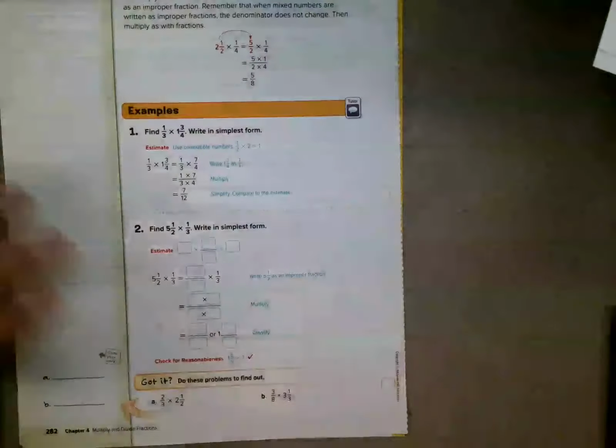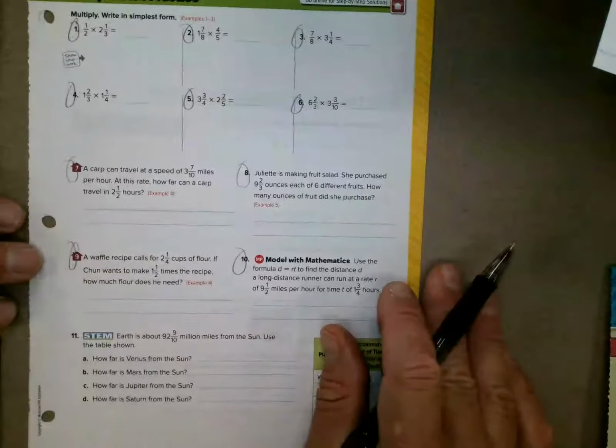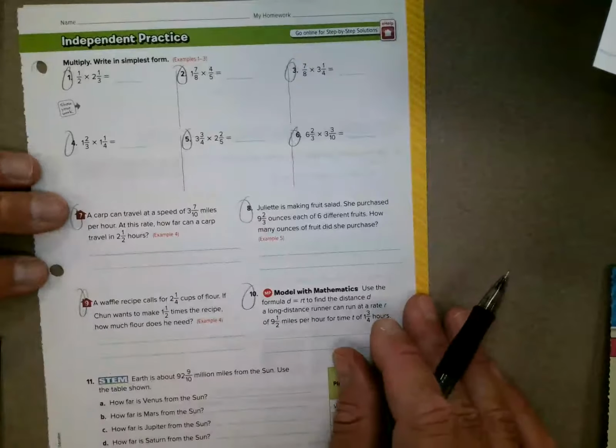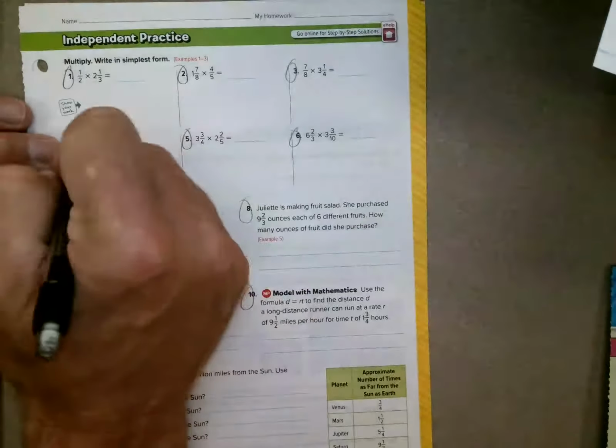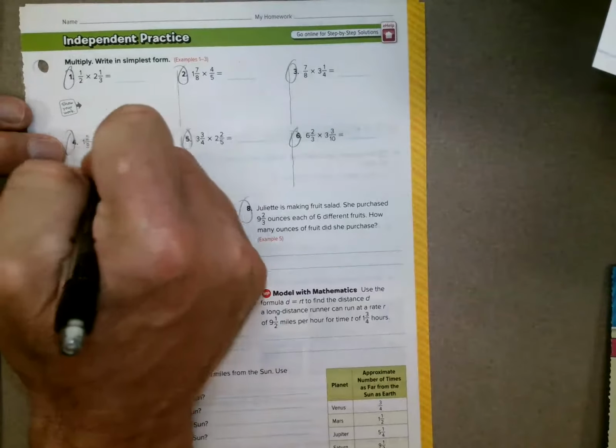mixed number. Let's continue on into our homework, and I'm going to start here and jump around a little bit. Probably do about 6 together here. And let's start down here with number 4. 1's pretty easy. Okay. 1 2/3 times 1 1/4.